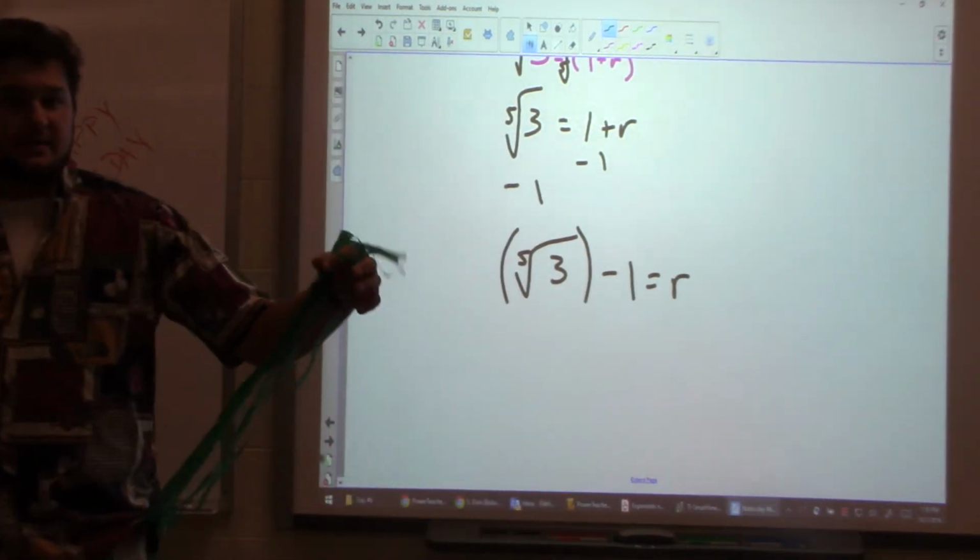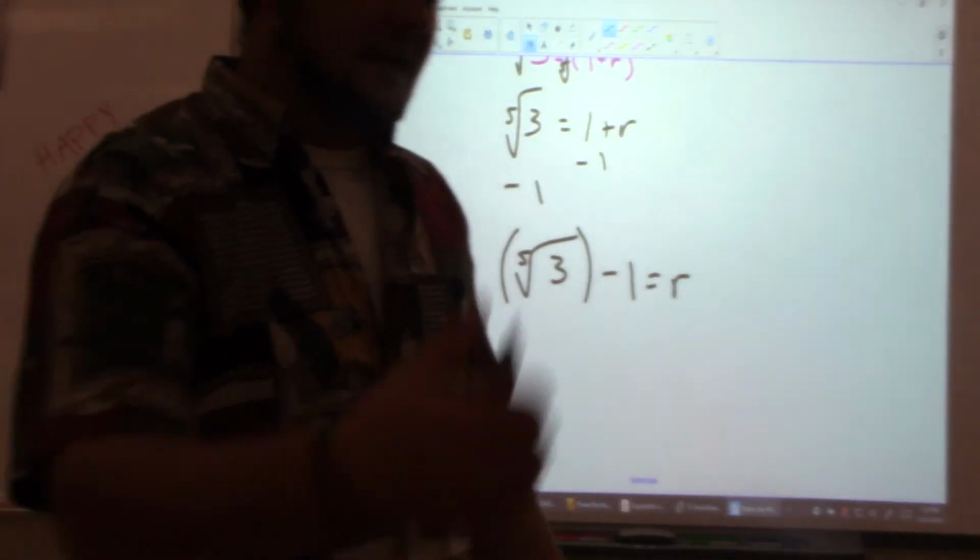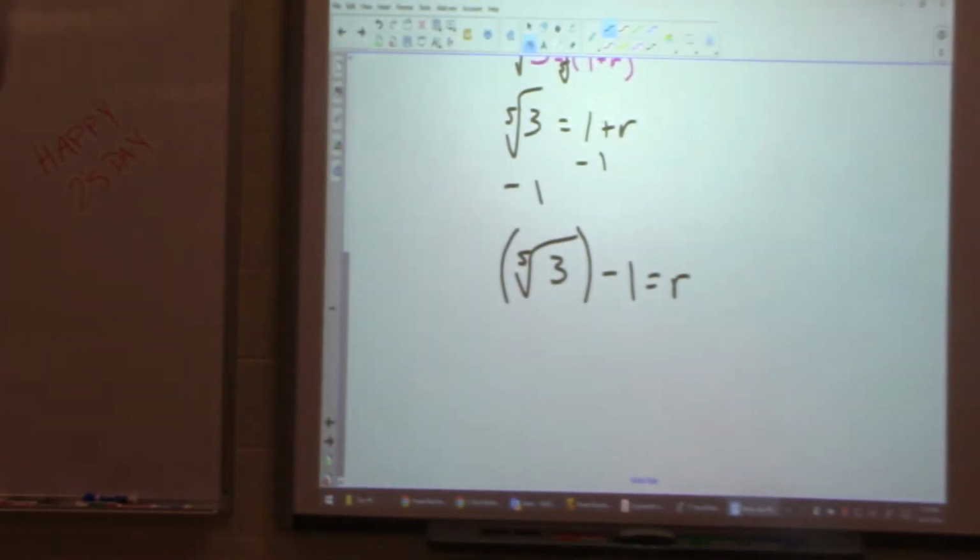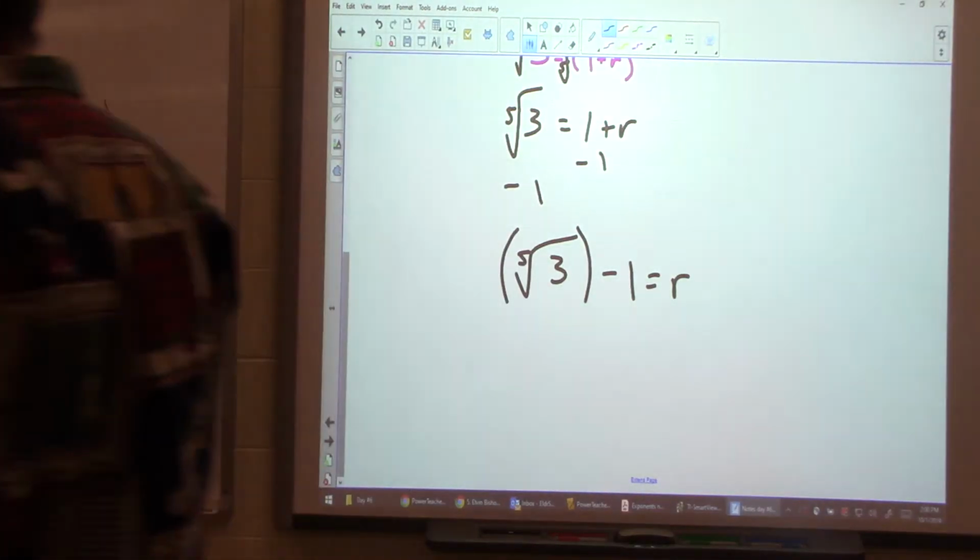Go ahead and do that. In your calculator, the fifth root of 3. Enter. Minus 1. Enter. And that should give you your r value, your rate.